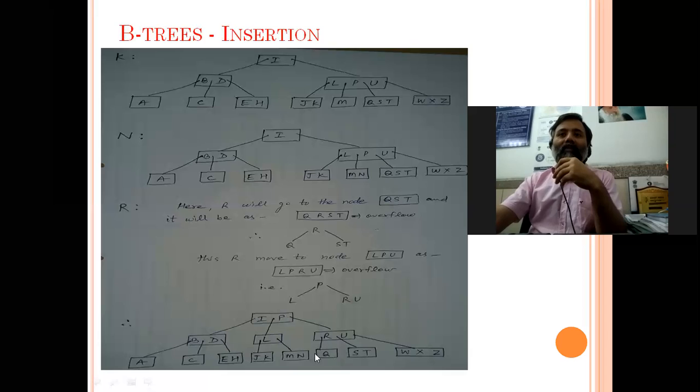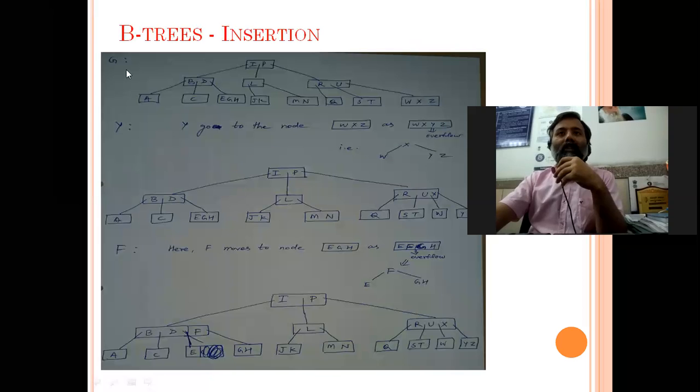So left of R is Q, and right of R is ST, and right of U is the same, no change. So it is a very good example. So you can observe. Then G is here, no problem. Y goes to this node, so overflow, so it will be split. So it is split now like this.